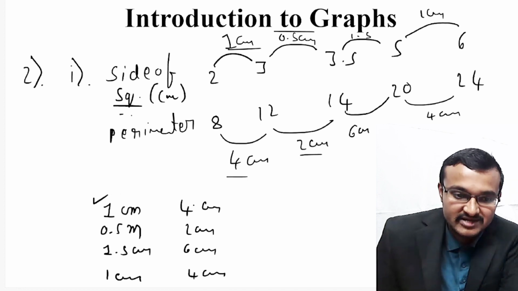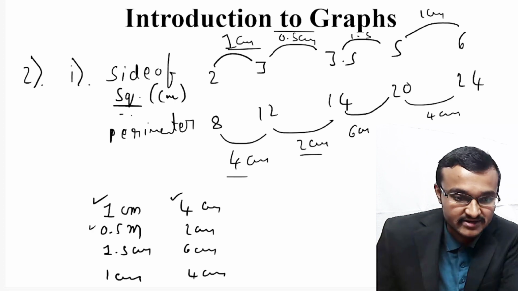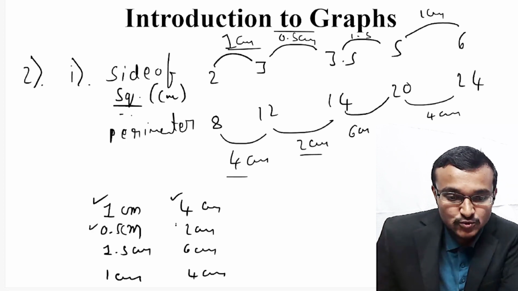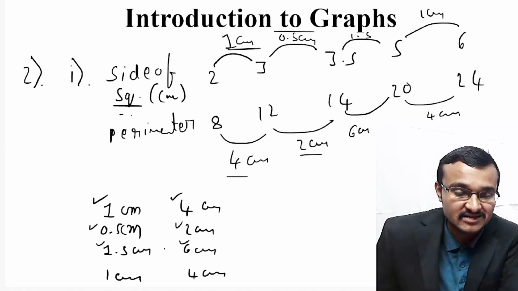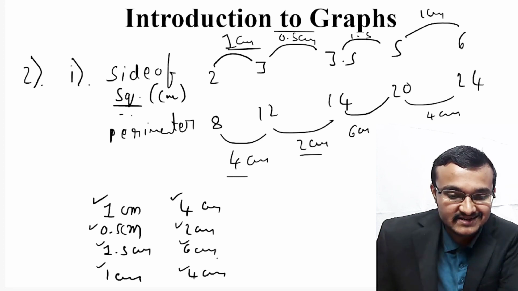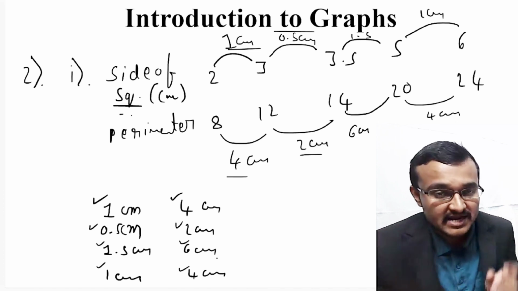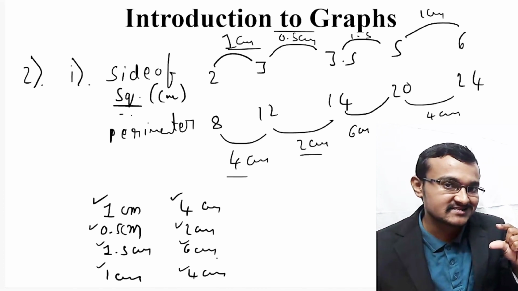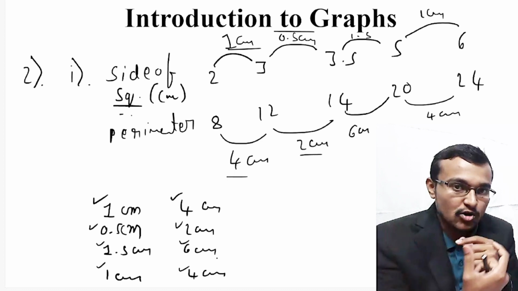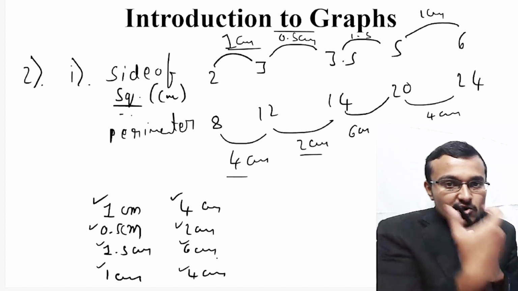That means whenever a 1 centimeter increase is there, a 4 centimeter increase is there in the perimeter. Whenever there is a 0.5 centimeter increase in the side of the square, then there is a 2 centimeter increase in the perimeter. If it is 1.5, it is a 6 centimeter increase in perimeter. If it is a 1 centimeter increase, then it is 4 centimeter. So some kind of linearity is there. Whenever 1 centimeter increase is there in the side, the perimeter will accordingly increase. Whenever there is a 0.5 centimeter increase, the perimeter will accordingly increase.